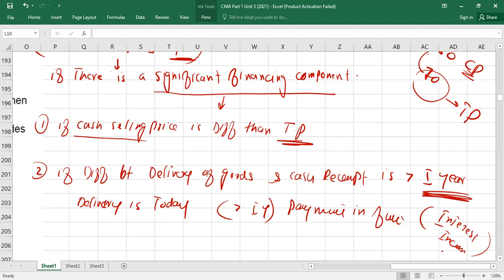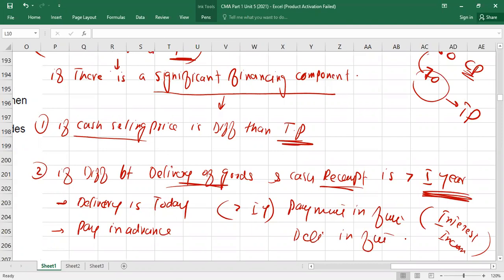How you will calculate this is another scenario. Another point, sub point. Again, the difference between what? Delivery of goods and cash receipt is more than 1 year. And here, what could be the scenario? You are receiving payments in advance. You're receiving cash in advance, but you will make the delivery in future. And again, the difference between these two points is more than 1 year.